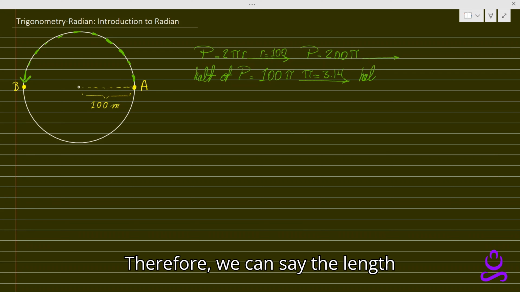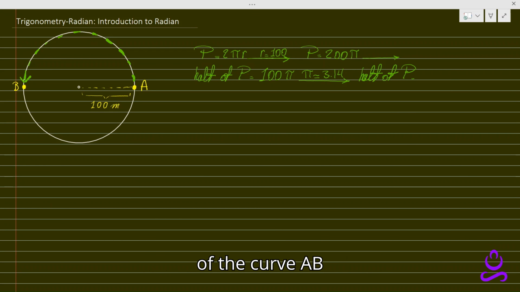Therefore, we can say the length of the curve AB is approximately 314 meters, which is the distance traveled by the object. So our object travels approximately 314 meters by passing 180 degrees.